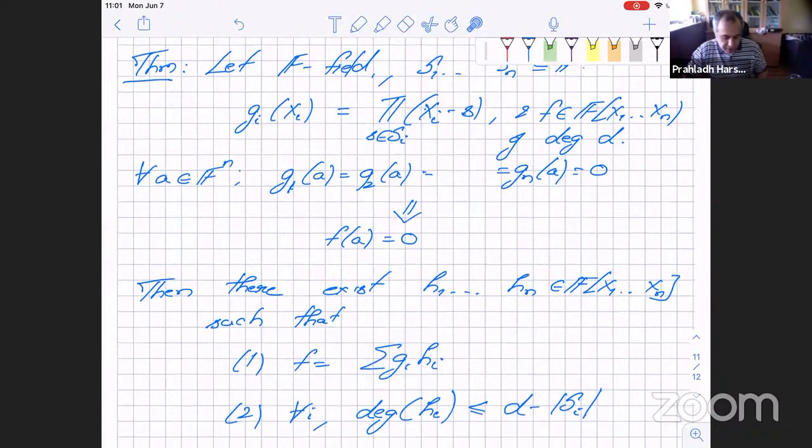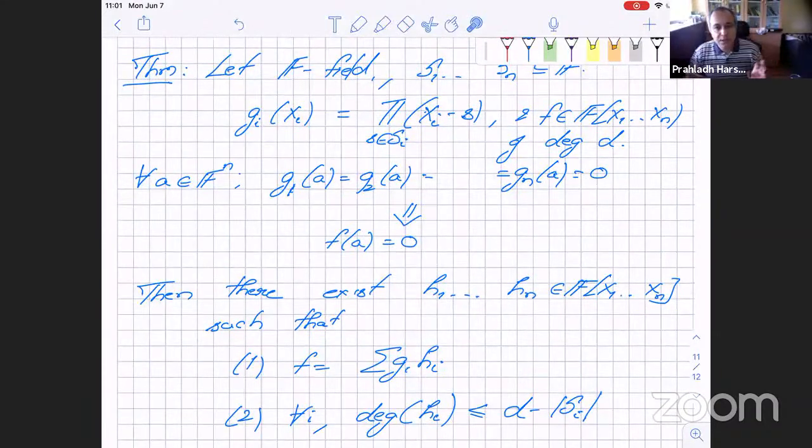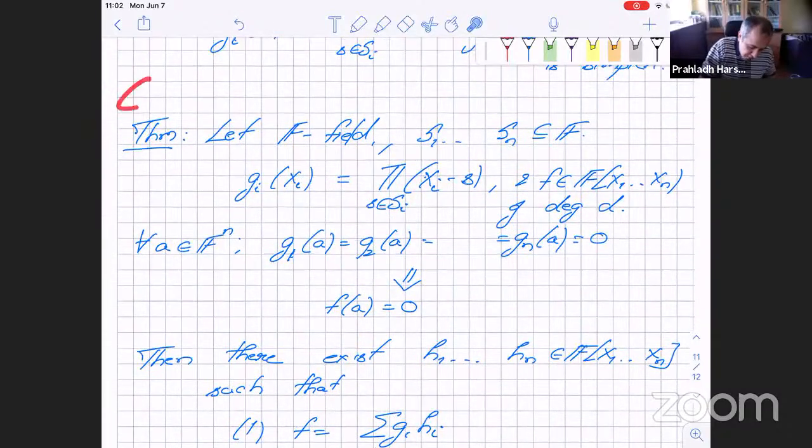So is this theorem okay? This is sort of what I will call the easy Null-Ansatz. And we'll prove this in 2 minutes. But I want to state that if this is true, then the statement of combinatorial Null-Ansatz is true. So let's call this the easy Null-Ansatz.